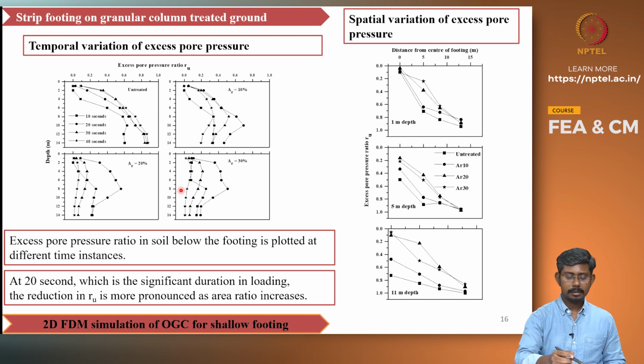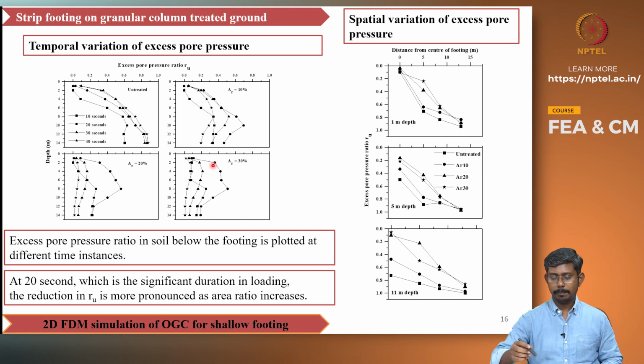So this is the improvement that occurs as a result of the granular column treatment, reflected in terms of excess pore water pressure in a temporal manner, that is, with respect to time.